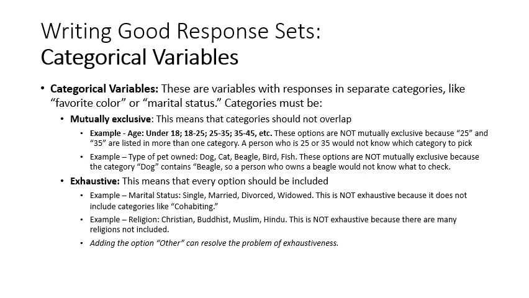Another example: religion, Christian, Buddhist, Muslim, Hindu. Again, this is not exhaustive because there are so many religions that haven't been included. An easy solution to some of these is to just add the option other, and that can resolve the problem of exhaustiveness.